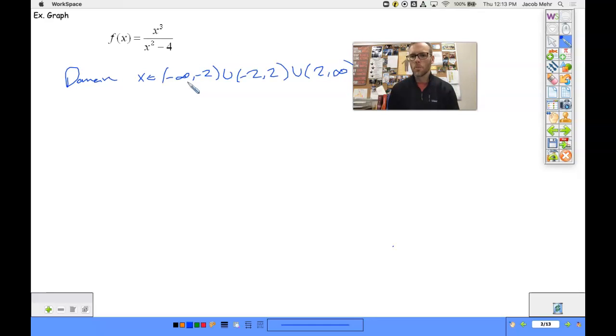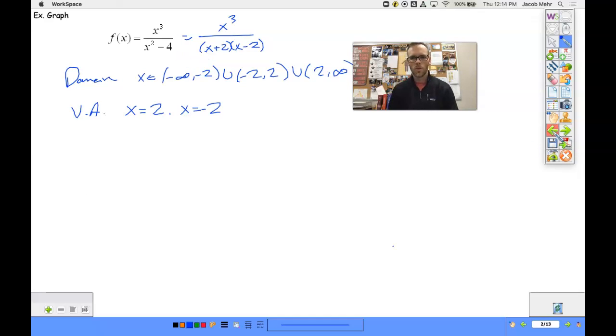What's going on at plus or minus 2? Right, because this is x cubed over x plus 2 times x minus 2. Are those vertical asymptotes or are those holes? Those are vertical asymptotes. Remember, the hole would need an x plus 2 or an x minus 2 in the numerator to cancel out with the one in the denominator. So I'm going to make a note here that we have vertical asymptotes at x equals 2 and x equals negative 2. So no holes in this graph, just vertical asymptotes.